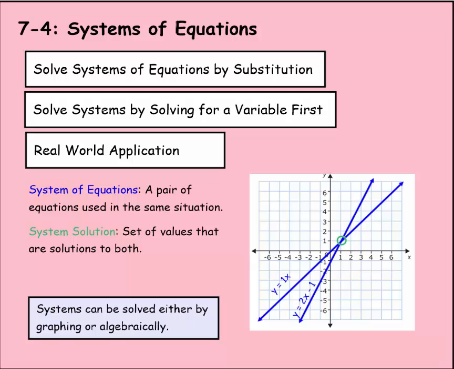We're on lesson 4 of chapter 7, which is called Systems of Equations. First, we're going to solve systems of equations by substitution. Then we're going to solve systems by solving for a variable first. Then we'll do a real-world application.